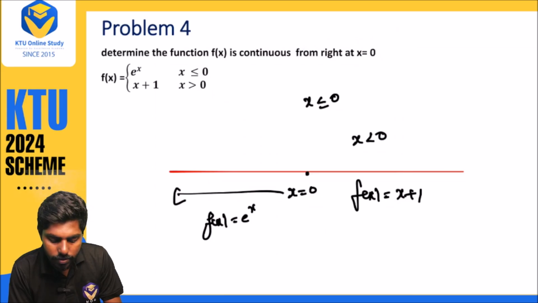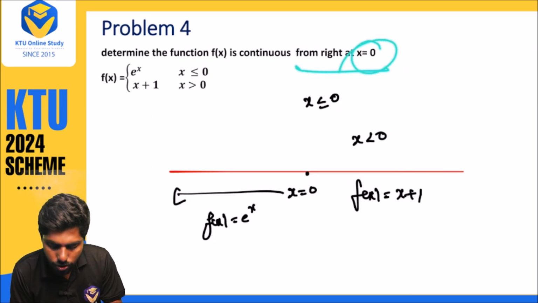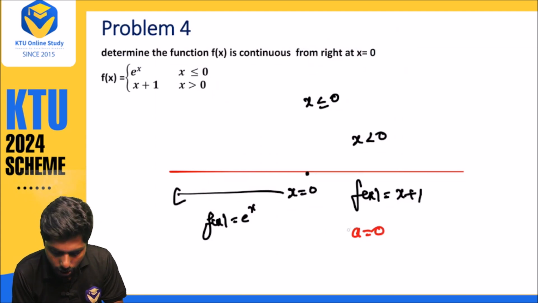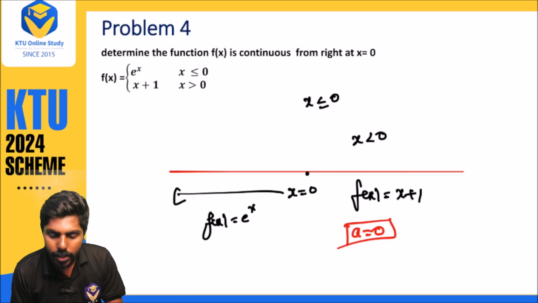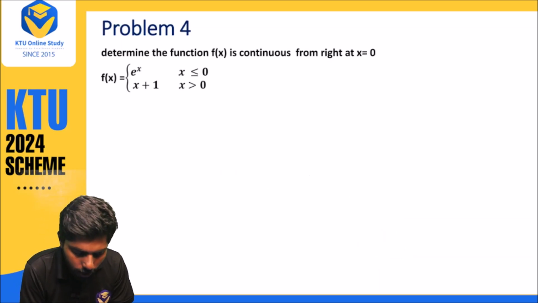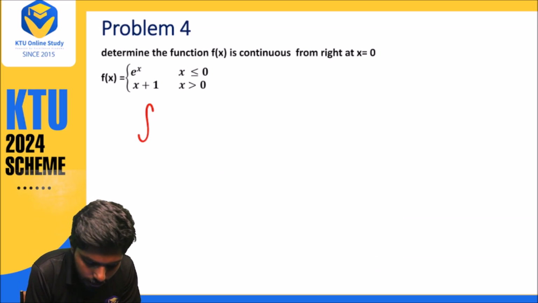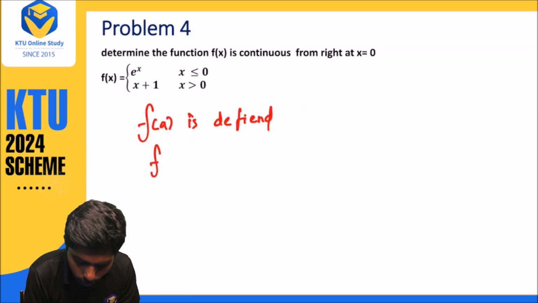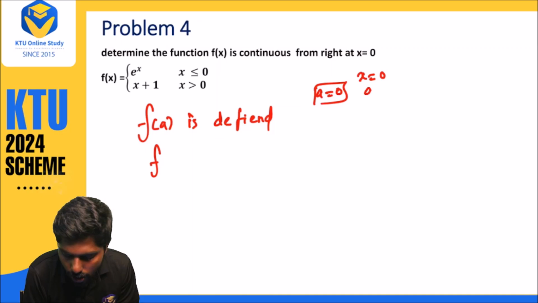Our condition is from the right and x is equal to 0. From here, what is our a value? Our a value is 0. So substituting in the formula, what is our first condition? F of a is defined. Just check it: what is a here? a is equal to 0, that is x is equal to 0 and a is equal to 0.